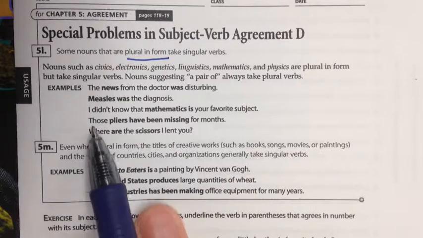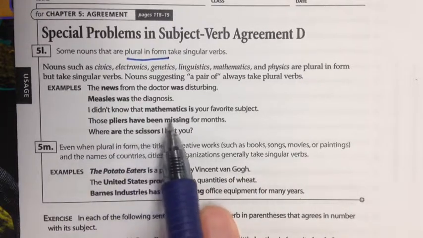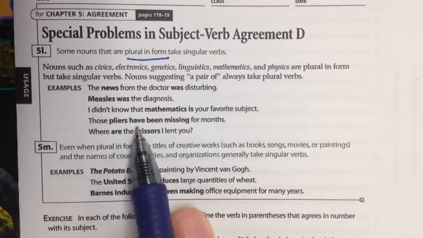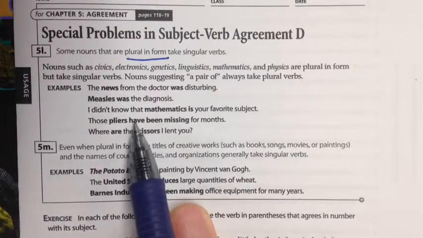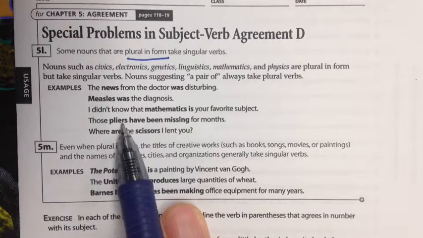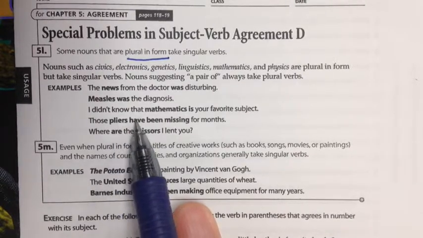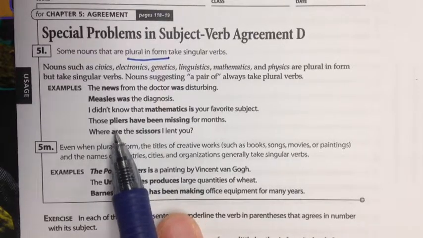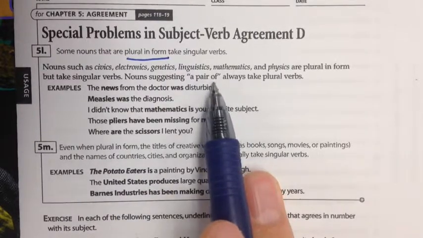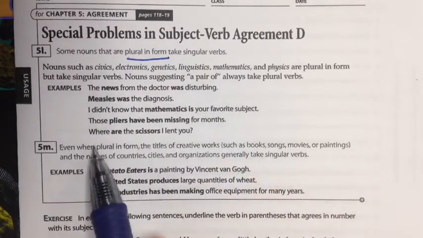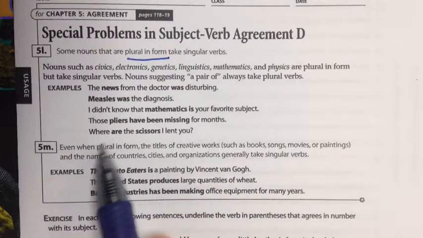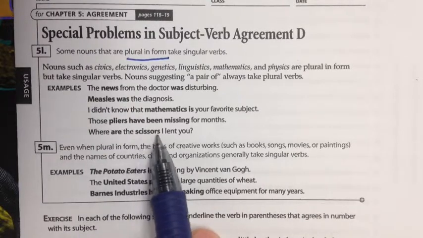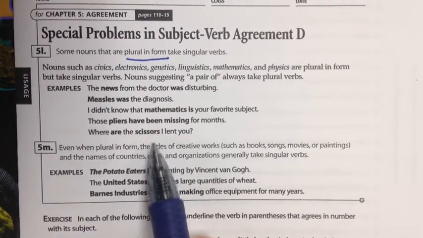And then here's the other rule. Those pliers have been missing for months. So even though pliers is singular here, we're going to treat it as plural. There's some words that are always treated as plural even if they're singular. So pliers have. Scissors, pants, anything that you would say pair of in front of would be treated as plural. Where are the scissors? So even though scissors is singular, we treat it as plural.